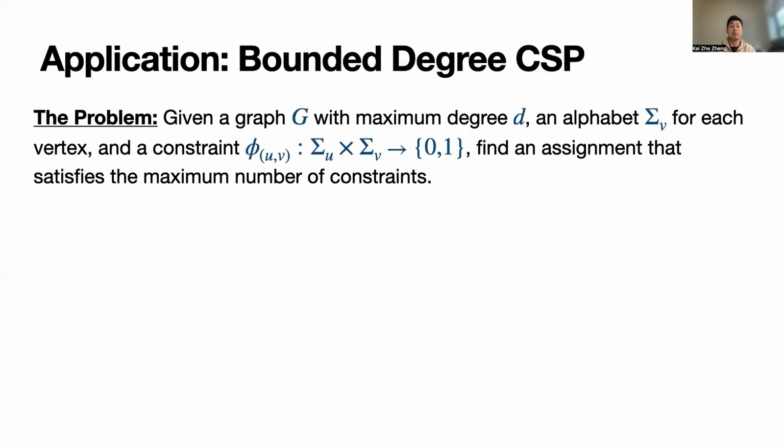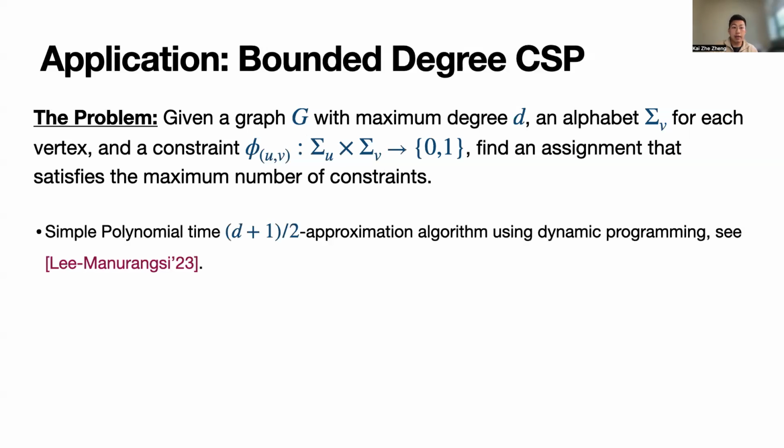The next application is to bounded degree CSPs, and this is the following problem. Given a graph with maximum degree d, an alphabet for each vertex, and some constraints, you want to find an assignment that satisfies the maximum number of constraints. So these constraints specify what is a valid labeling along each edge.